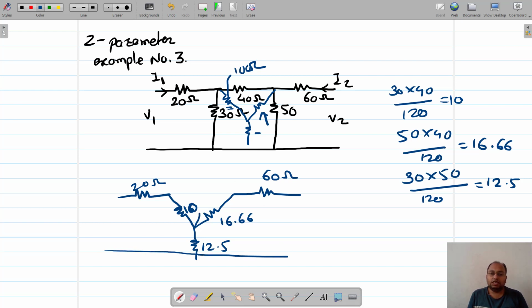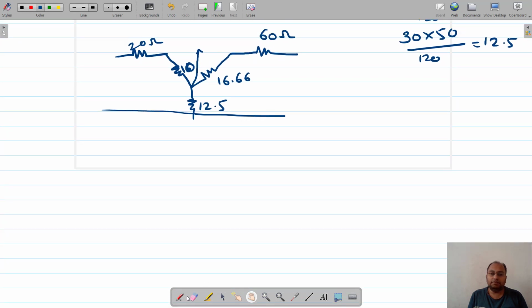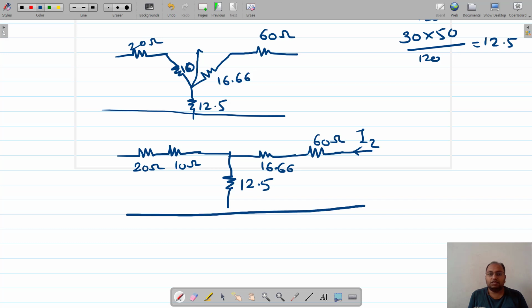Let us stretch out this point up to this, and let me make it a horizontal line. Is that fine? So this 20 ohm is in series with this 10 ohm resistor now, and then this is nothing but a 12.5 ohm resistor, and this is 16.66, and that will be in series with this 60 ohm resistor, and this is going to give me a final circuit. So let us redraw the final circuit.